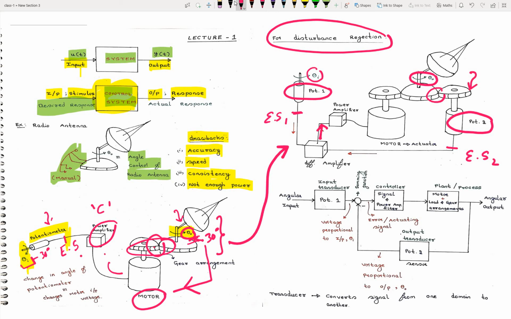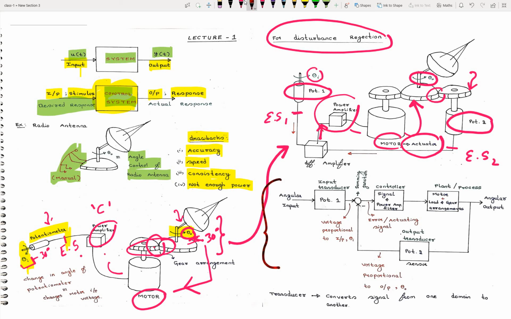And the difference we have fed to the power amplifier, which acts as an input to this motor, which is in contact with this gear arrangement. This motor acts as an actuator. So I represented everything here in a block diagram.